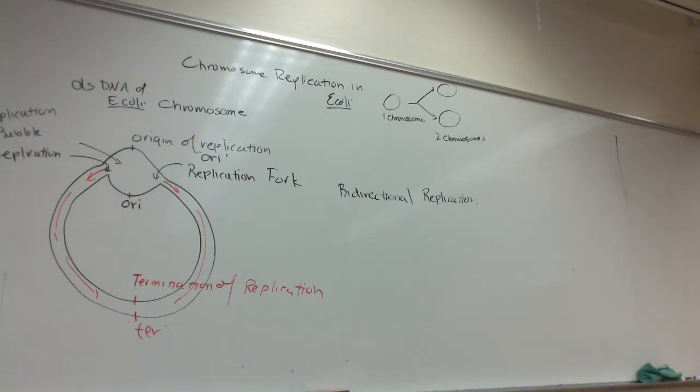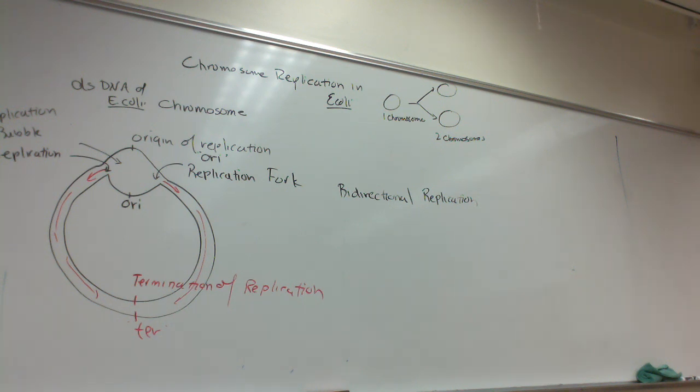The origin of replication. Okay, this looks like a bubble. What's the bubble called? The replication bubble, right? And this area and this area, what are those areas called? The replication forks, right? And that's where all the active DNA synthesis is occurring.